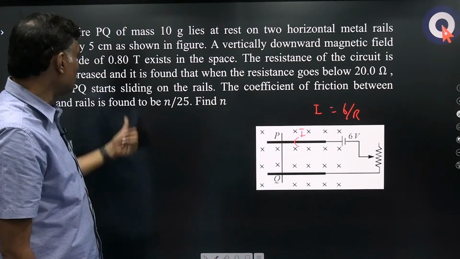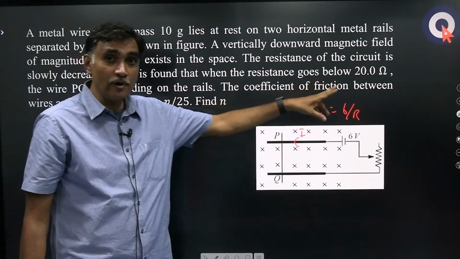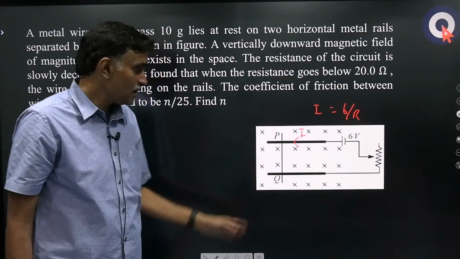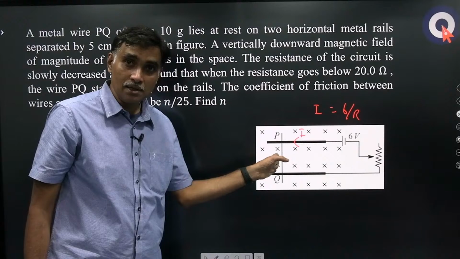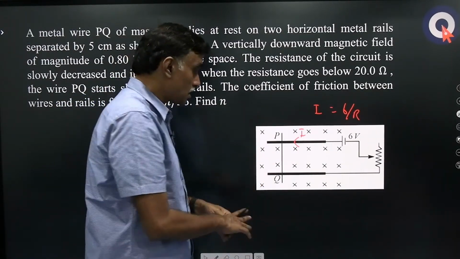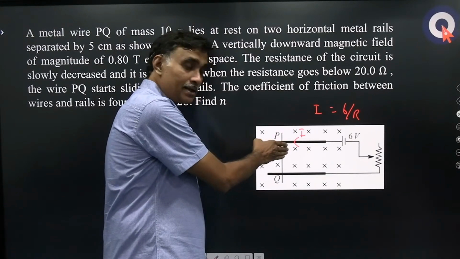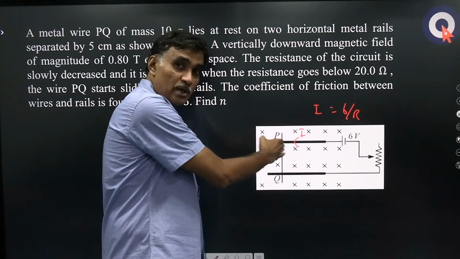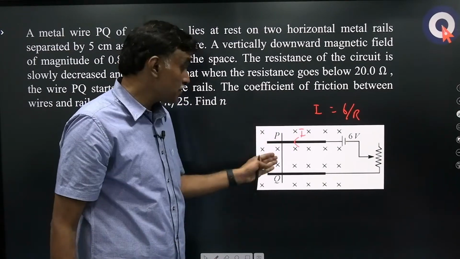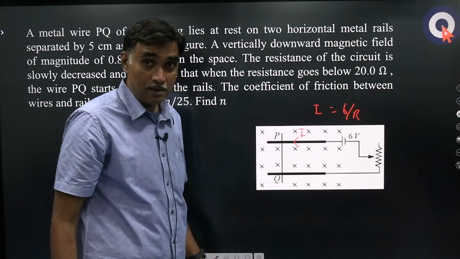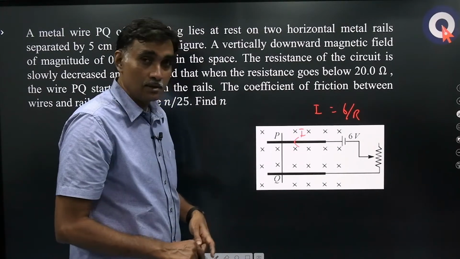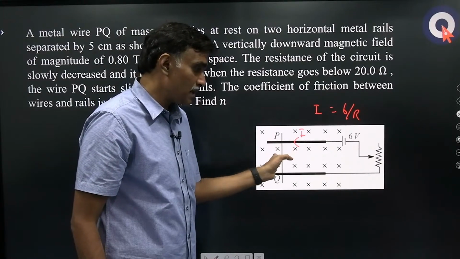The wire PQ starts sliding. So when resistance becomes 20, the force due to magnetic field is exactly balanced by limiting friction. And because the magnetic field is perpendicular to the rails, the force due to the magnetic field will be horizontal anyhow. But if the magnetic field is in some direction like this, then you should take two components of the magnetic field. One of them will be along the normal force or opposite to the normal force, depending on the direction of current and direction of magnetic field. Then limiting friction also depends on the magnetic field. But in this case, because the magnetic field is perpendicular, it is simple.